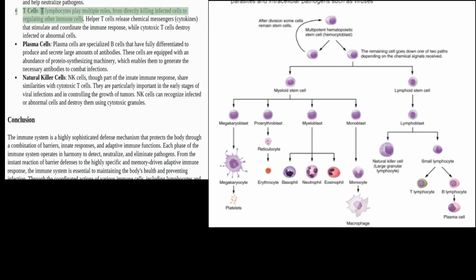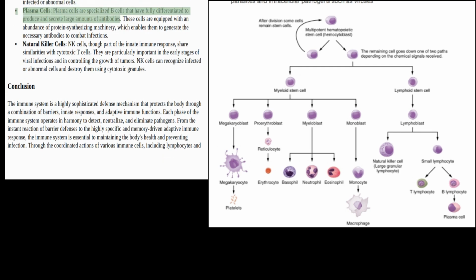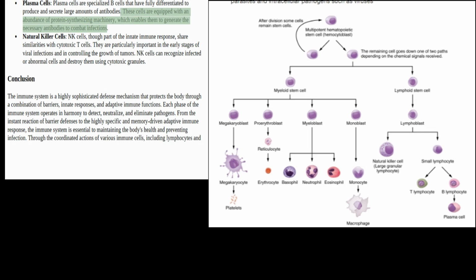T cells. T lymphocytes play multiple roles, from directly killing infected cells to regulating other immune cells. Helper T cells release chemical messengers that stimulate and coordinate the immune response, while cytotoxic T cells destroy infected or abnormal cells. Plasma cells. Plasma cells are specialized B cells that have fully differentiated to produce and secrete large amounts of antibodies. These cells are equipped with an abundance of protein-synthesizing machinery, which enables them to generate the necessary antibodies to combat infections.